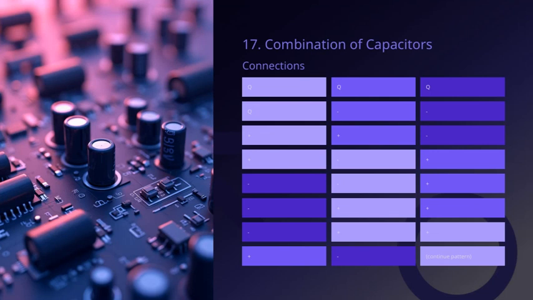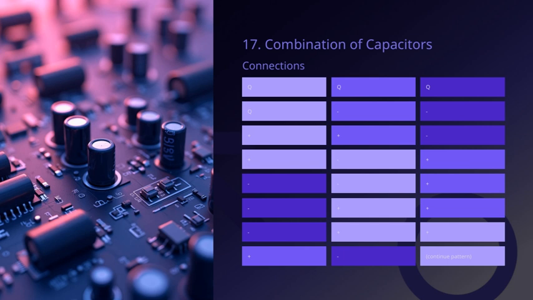Now, let's take a look at how capacitors can be combined to achieve desired electrical properties. When we talk about combining capacitors, we mainly deal with two configurations, in series and in parallel. Each configuration affects the overall capacitance differently, and understanding this is key to designing effective circuits. In series, the reciprocal of the total capacitance equals the sum of the reciprocals of the individual capacitances. This setup is useful when we want a smaller overall capacitance or to increase the voltage rating.